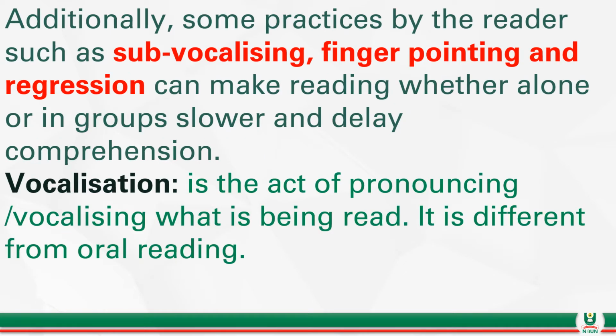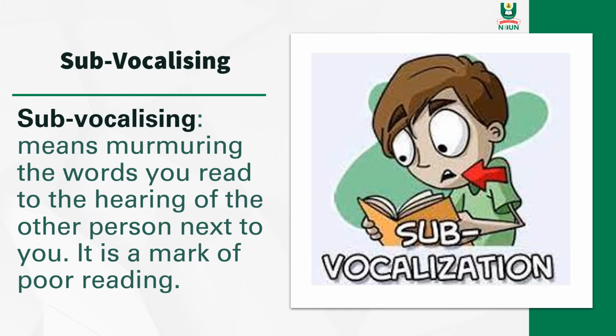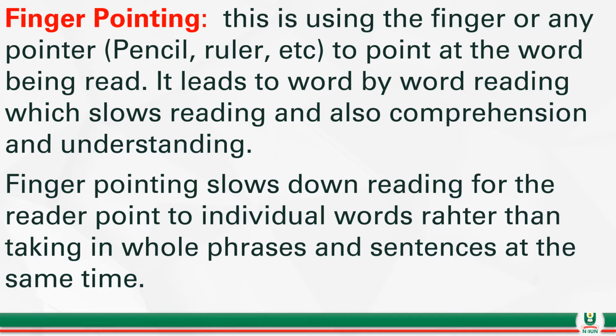How can we help our pupils to overcome vocalization? We should let them know that when it is silent reading, they are not expected to open their lips. And so their lips should be sealed when they are reading. And also, they are not expected to murmur when they are reading, except when it is oral reading. Immediately it is not oral reading, they are not expected to read aloud, they are not expected to pronounce the words, neither are they expected to murmur.